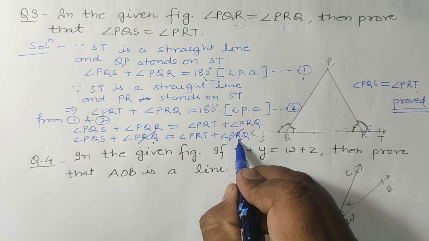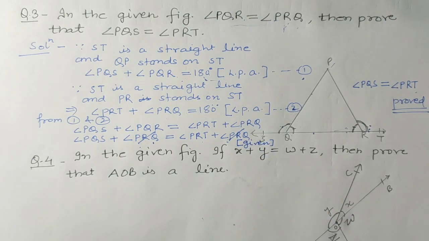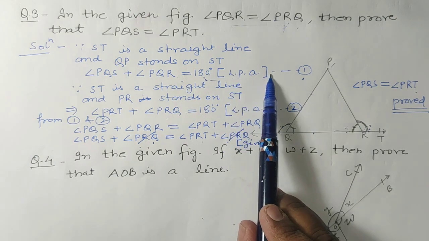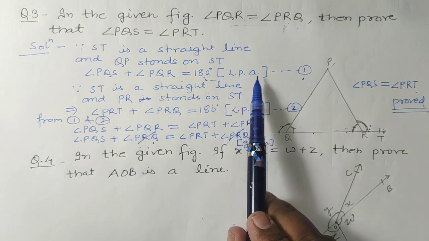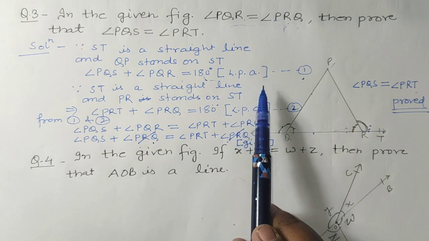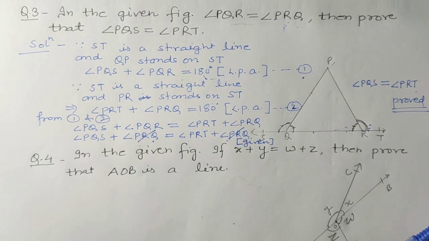And here we can write the reason also. See, in the geometry portion of mathematics it is very important to write the reason behind every step. Like here we have written by linear pair axiom. If you do not write the reason, maybe your marks will be deducted. So this is the method how we solve the questions of geometry.